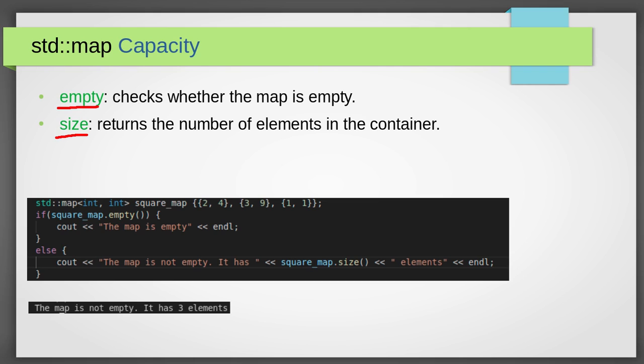Here's an example. We have a map of 3 pairs, and so square map.empty will return false and the else statement will be executed, and calling size will return 3 because the map has 3 items or 3 pairs. And as you can see in the output, the map is not empty and it has 3 elements.